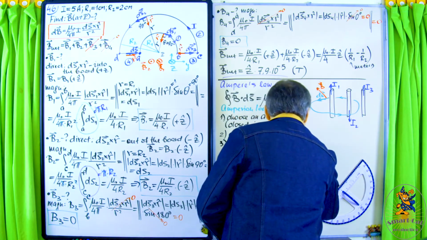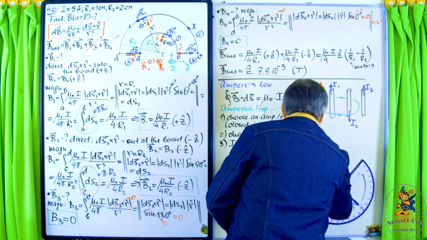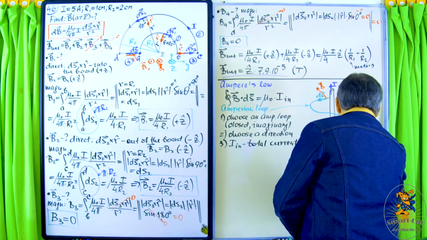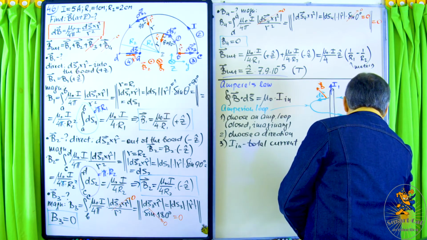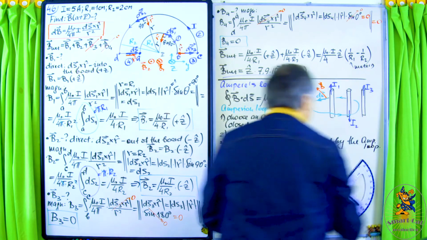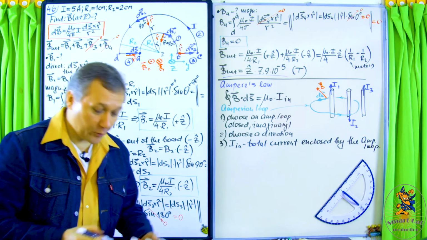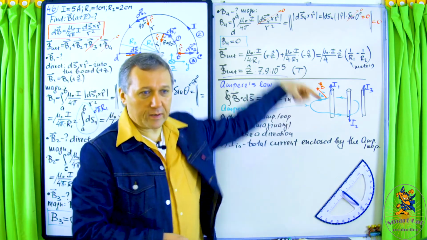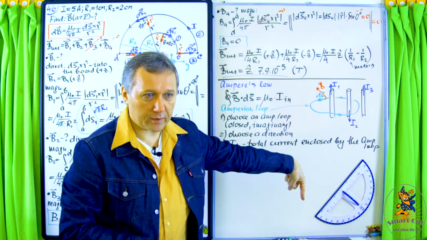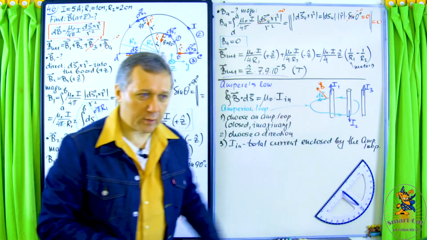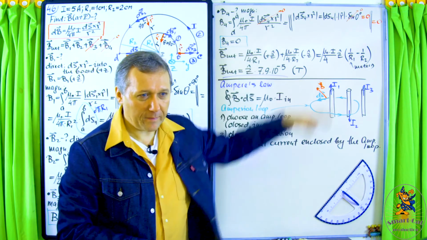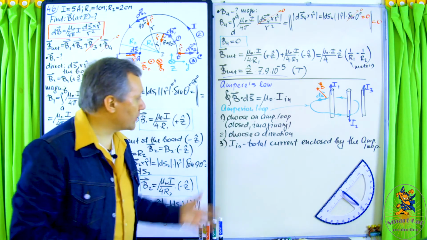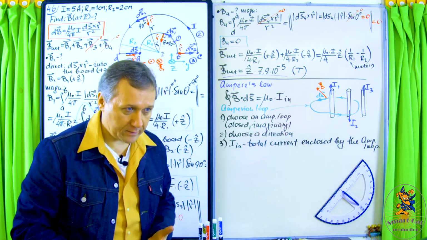Enclosed by the Amperian loop, okay, in this case. But of course, at the same time, we obviously see one current is up, the other current is down. I3, who cares? It's outside of the borders. It's a foreigner. But I1 and I2, yeah, they must go into the equation with different signs.